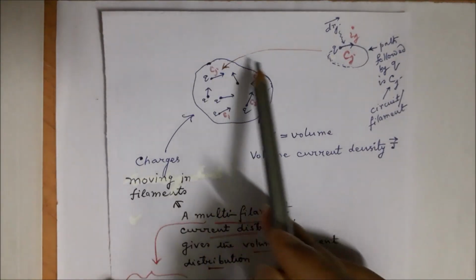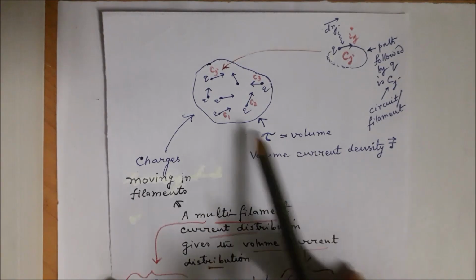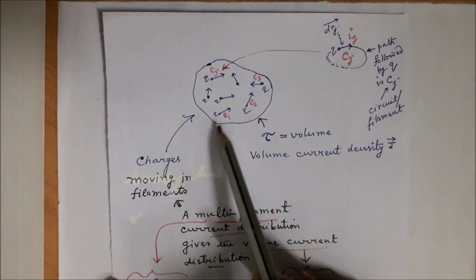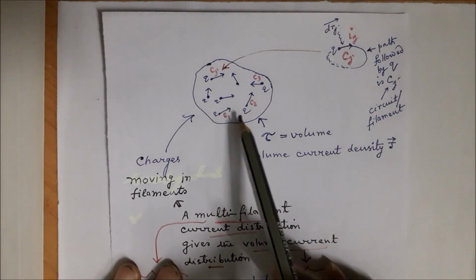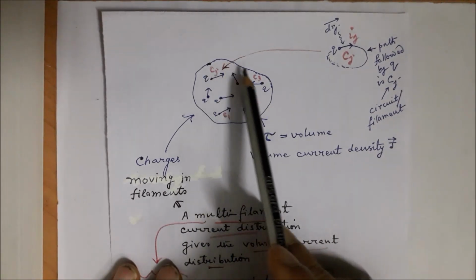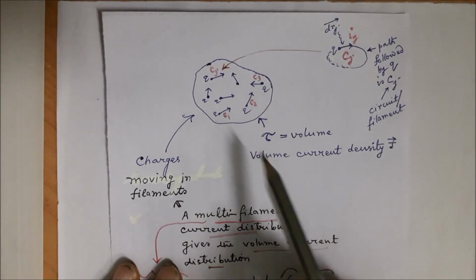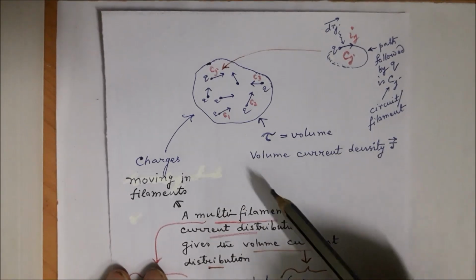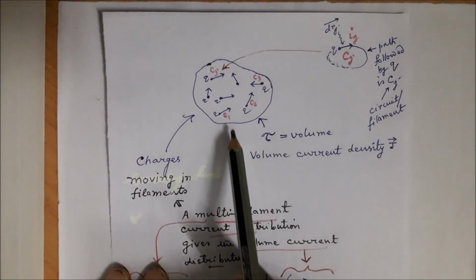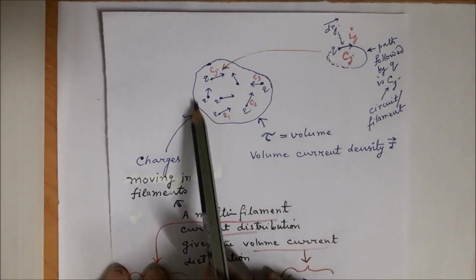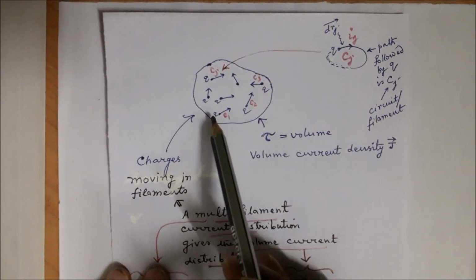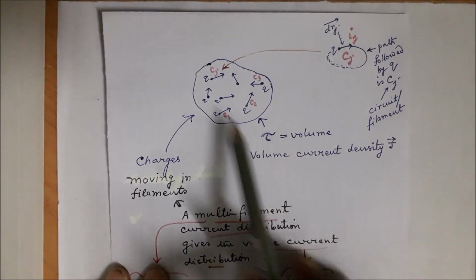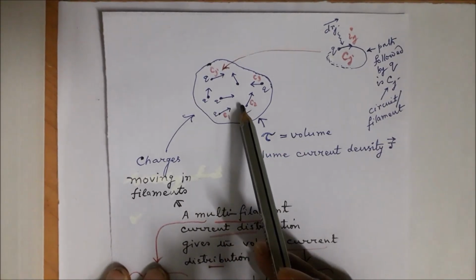Consider a volume tau, and here charges are in motion, and current in this volume is described by volume current density vector J. Now what is the mechanism of generation of current here? The mechanism of current in this volume tau is that charges are in motion.